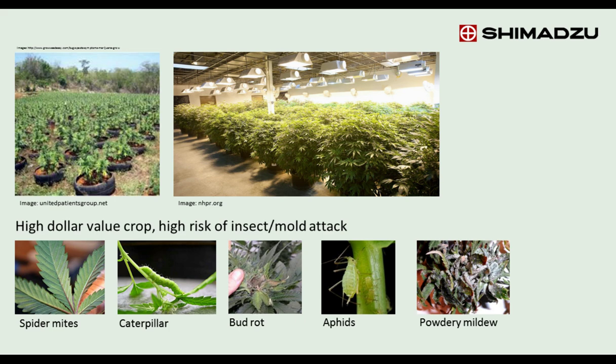Cannabis is a high dollar value crop, and there's a high risk of mold or insect attack, especially when it's grown indoors because of the moisture levels, but also outdoors since it's more open to the environment and it's easy for insects to come in. Obviously once an infestation takes hold, either of insects or mold, the crop is ruined and a lot of money is wasted. So conventional farmers who grow fruits and vegetables, but also cannabis farmers, want to protect their crops, and frequently pesticides are applied in order to prevent that.